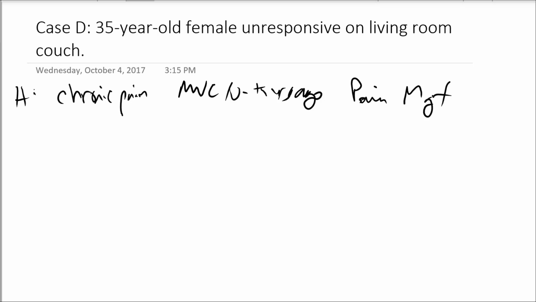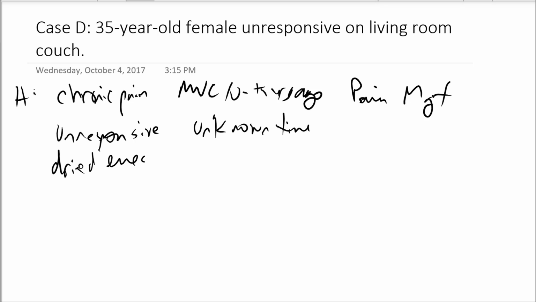Her husband, who meets you at the door, came home to find her unresponsive at an unknown time. He's been out of the house for several hours. There's some dried emesis in the corner of her mouth. No other past medical history other than the chronic pain, and the patient can't tell you what's going on, can't give you a history of present illness.